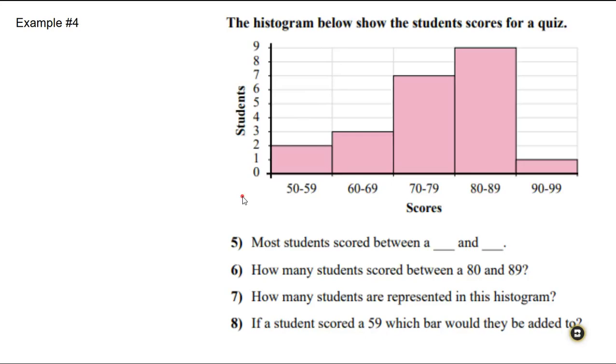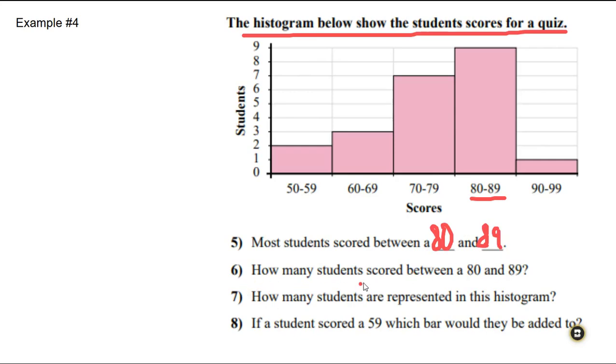All right, let's go on to the next one. This should be our last example. All right, this one here, answering questions based off of the information that's represented in our histogram. The histogram below will show you the student scores for a quiz. On the side here, we are measuring how many students fit into the scores of 50 to 59, 60 to 69, and so forth. All right, so it says that most students score between what? So I'm looking for which range has the most students. This one right here, 80 to 89. So most students score between an 80 and an 89.